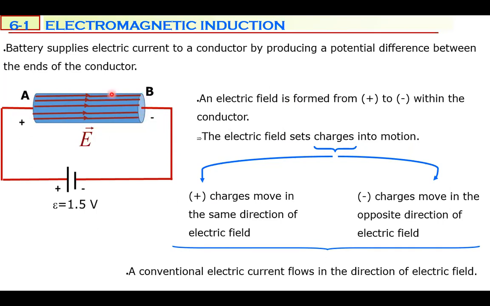And there could be two possible charges in a conductor. One of them is positive charges. These positive charges move in the same direction as this electric field. The second one is negative charges, which move in the opposite direction of the electric field. So these two types of motion of these two types of charges produce a conventional electric current, and this electric current direction is chosen in the same direction as the electric field. So then we say that this potential difference between the ends of the conductor causes an electric field to be formed from positive to negative, and this electric field produces an electrical current, again from A to B, from positive to negative. That's why we can say that electric field direction and electric current direction are the same in a conductor.